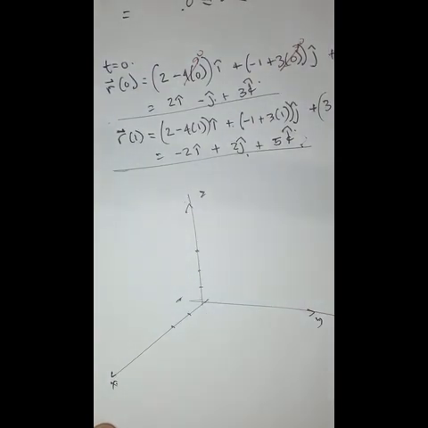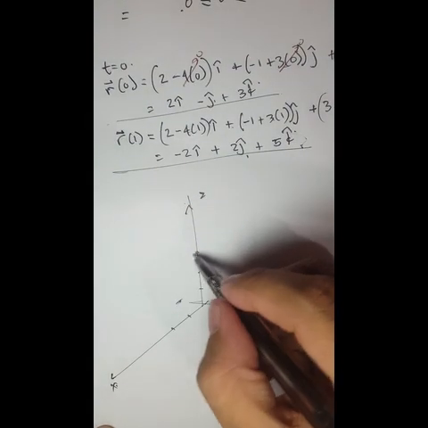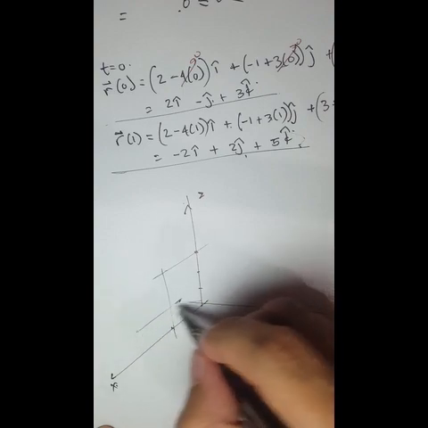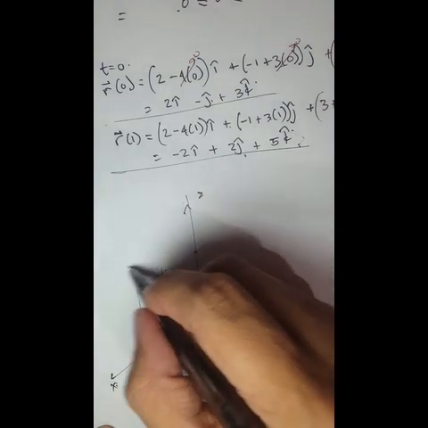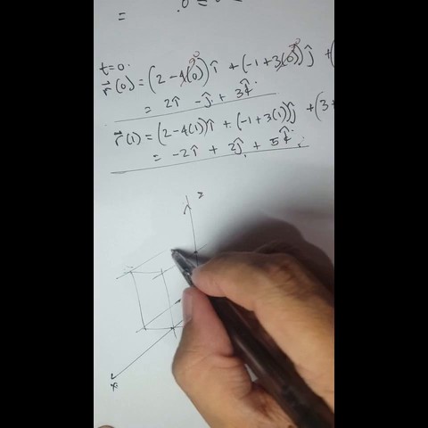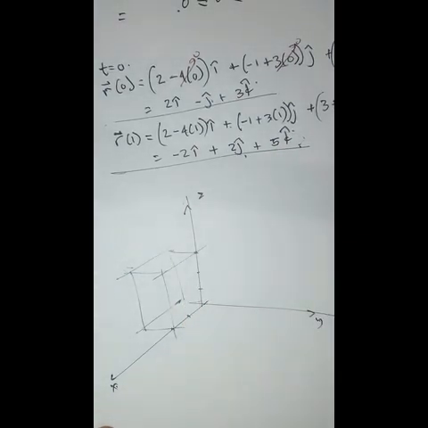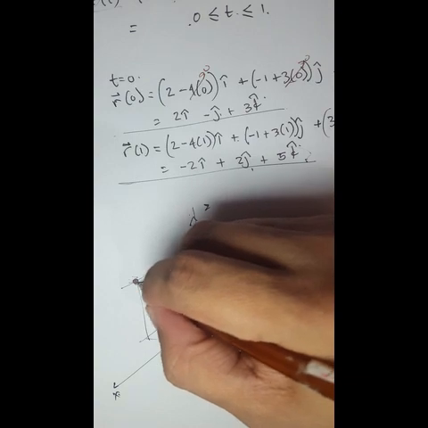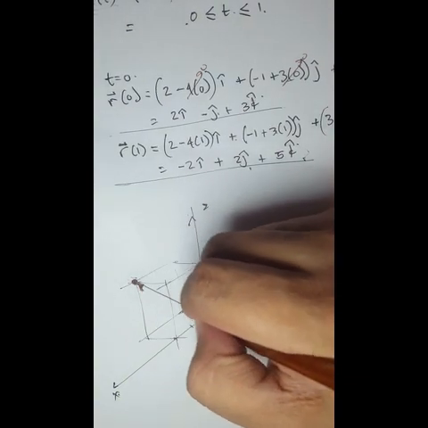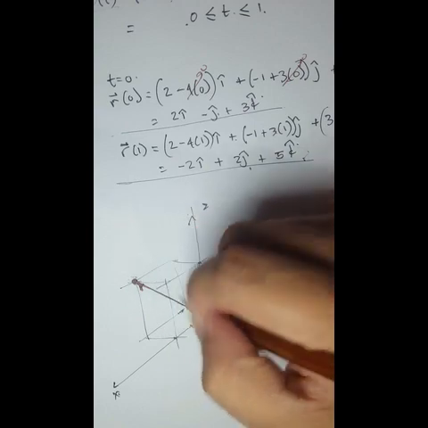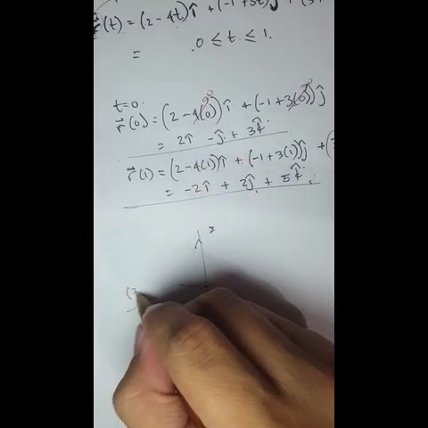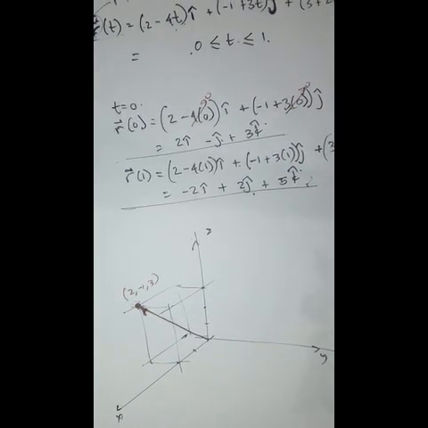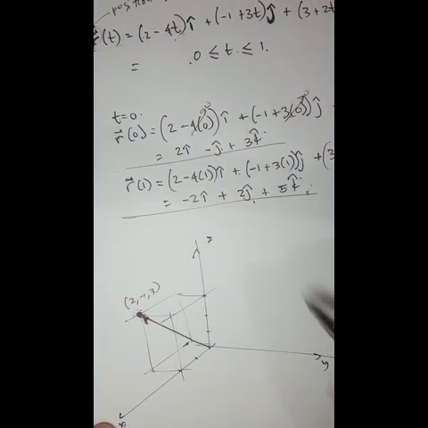Okay, so let's draw. Alright, so this is the point. So the position vector is at this point from the origin. So this point is 2, -1, and then 3.